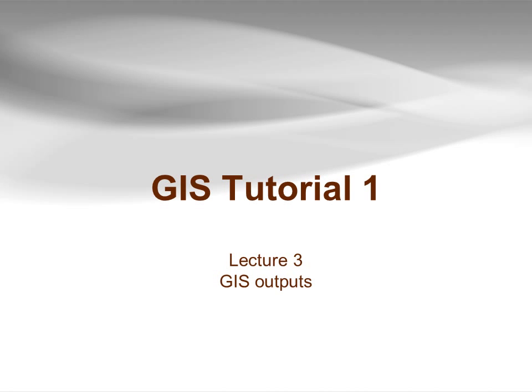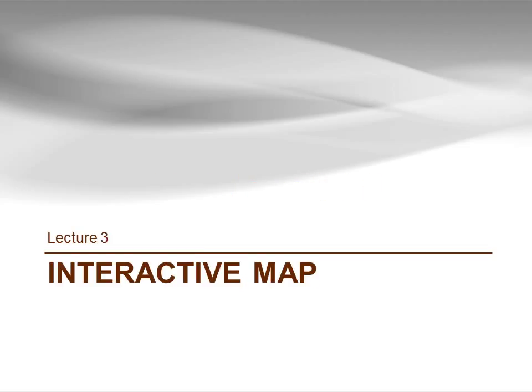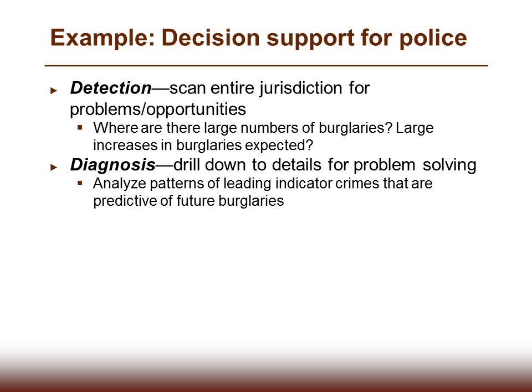This is the second lecture file related to GIS Outputs, and this relates to Chapter 3 of your tutorial manual. We'll talk about interactive maps and then animated maps. So when we think about interactive maps, you might want to start by looking at an example.